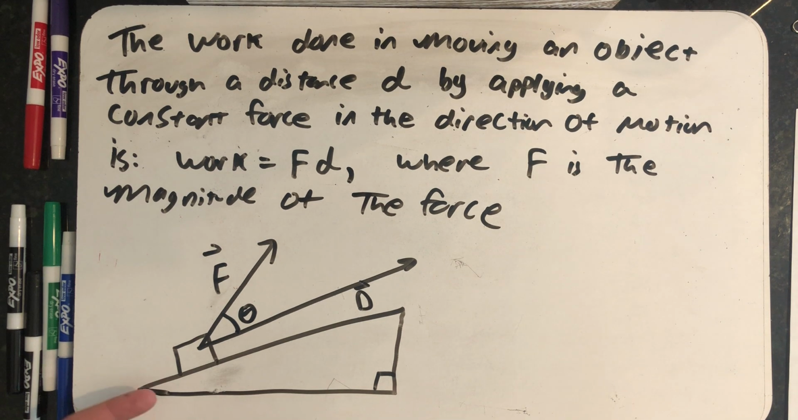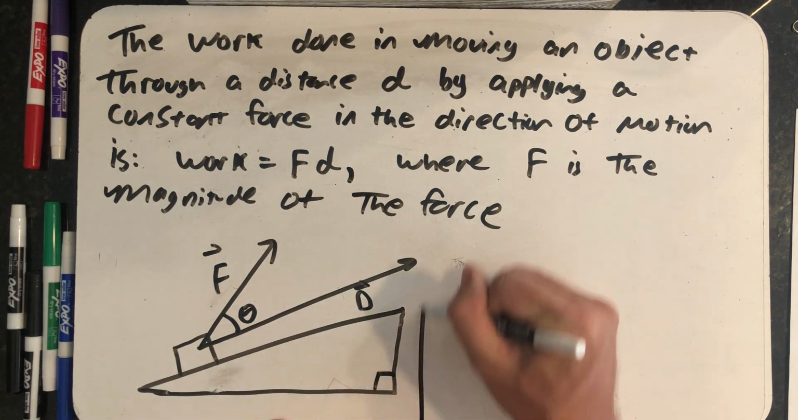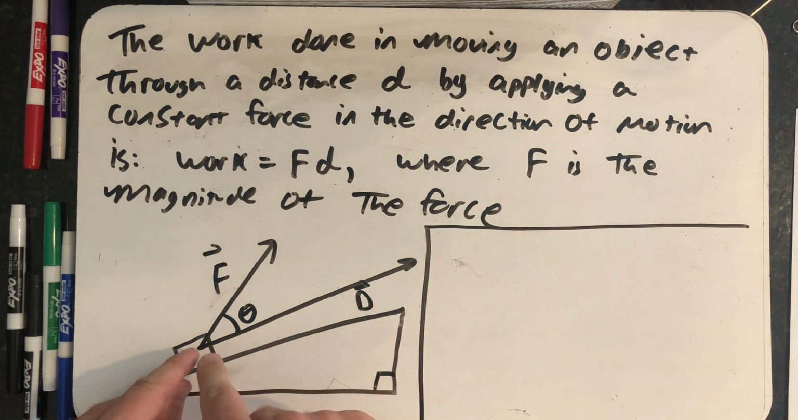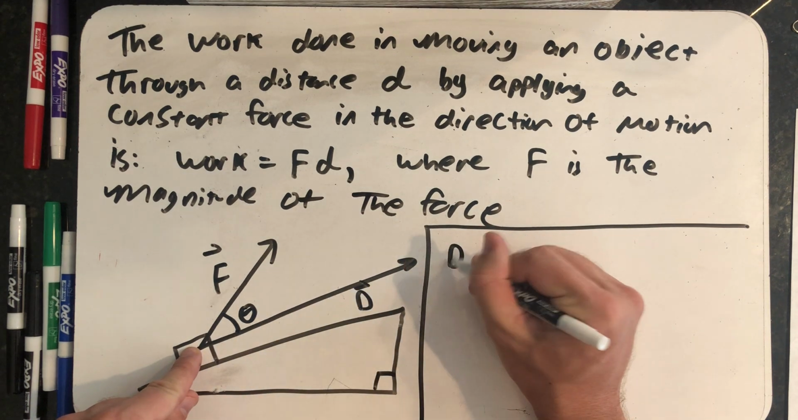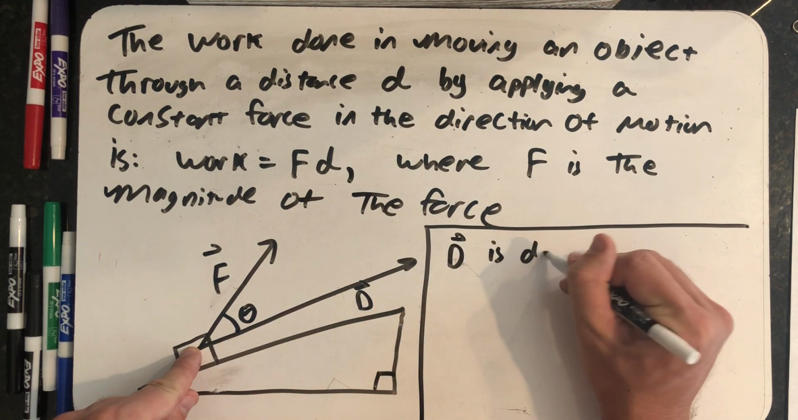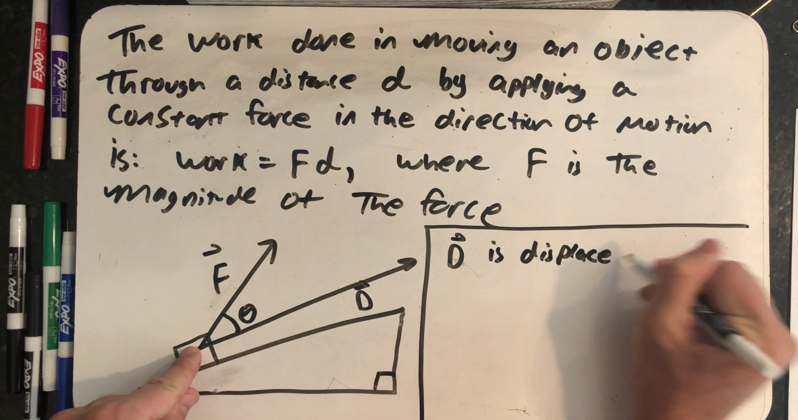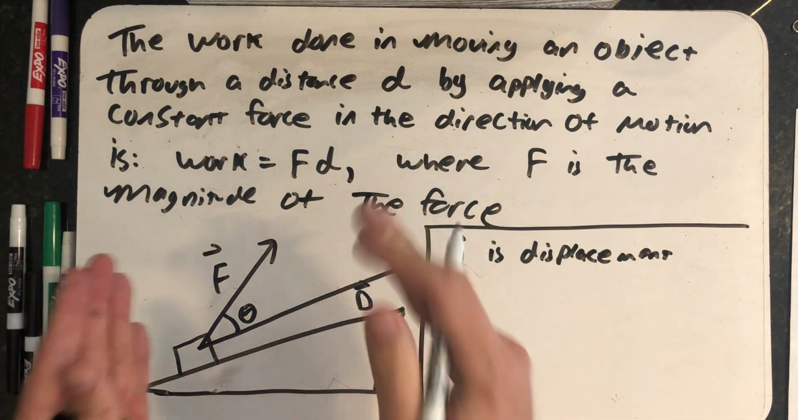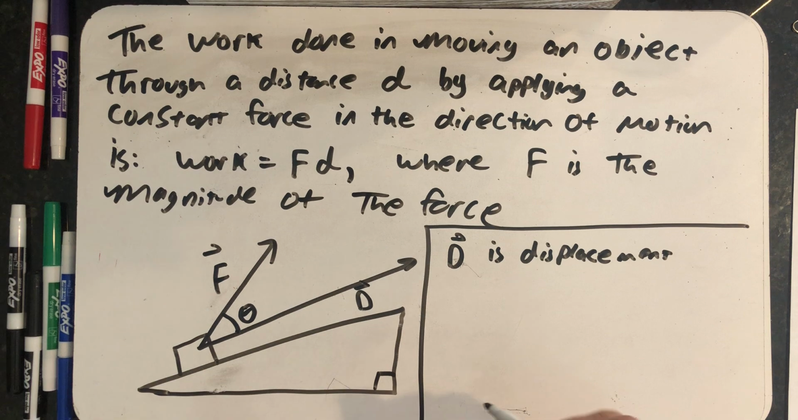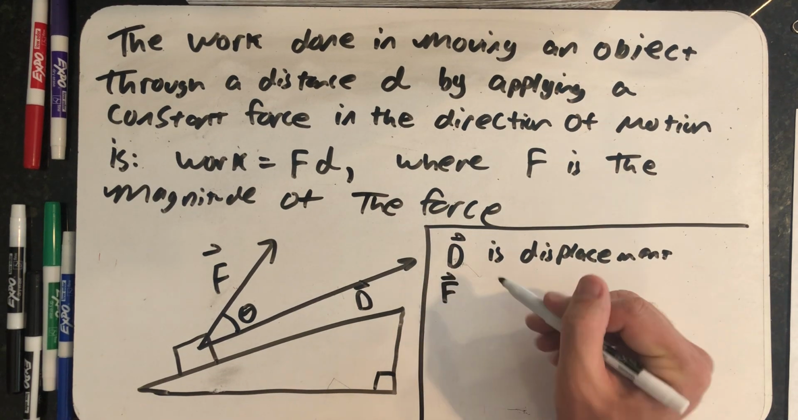Maybe we have the situation of a box sliding up a hill, right, where here I have a displacement vector. So my object starts here and ends there. And if I think about it, the length of that vector, literally how far I'm moving, and F is a constant force vector.